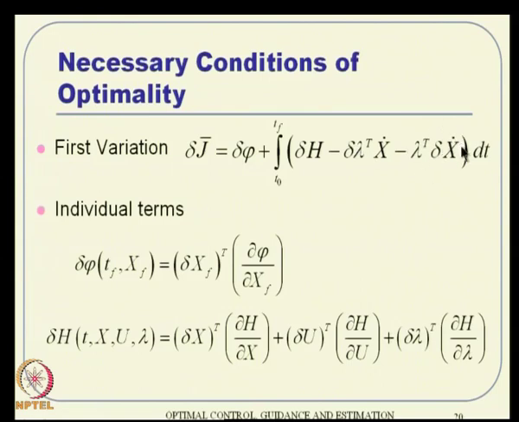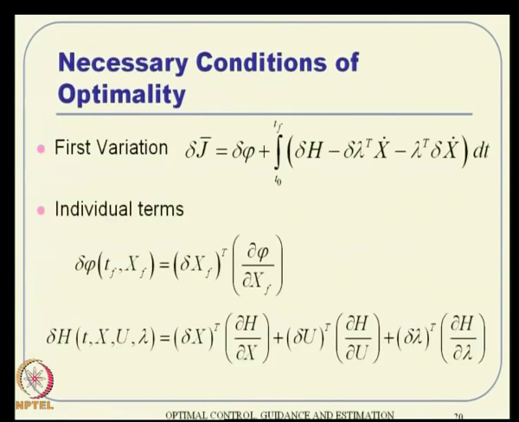So essentially the first variation del J bar happens to be like this, and now you look at the individual terms. What is del phi? Del phi can happen through variations of x f. So del phi is nothing but del x f transpose times del phi by del x f, I can write it that way. Similarly, del h: remember h is a function of x, u and lambda, all three quantities. So the variation of h can happen through variation of x, through variation of u and through variation of lambda as well. So this essentially contains these three quantities.